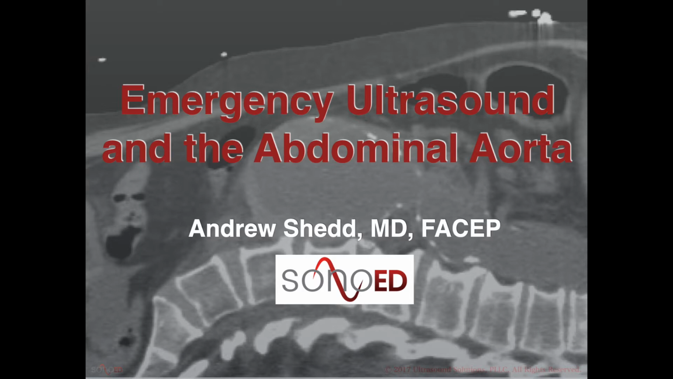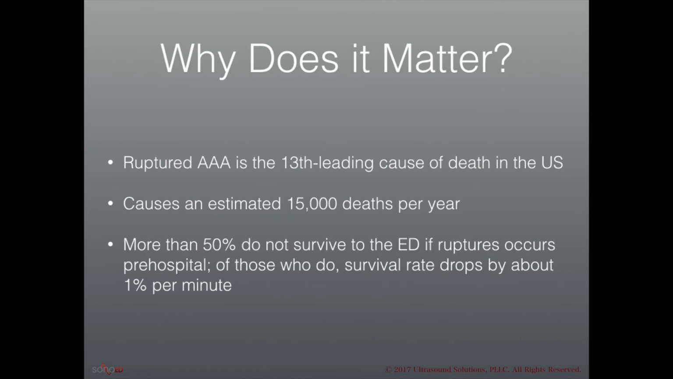And today we're going to be talking about how to ultrasound the abdominal aorta, and specifically how to assess for a AAA or abdominal aortic aneurysm. Although this is not a pathology that we encounter every day in the emergency department, it is actually one of the leading causes of death in the United States, especially in older patient populations. And it causes thousands of deaths per year. Some sources say 15,000, others say up to 30,000 deaths per year.